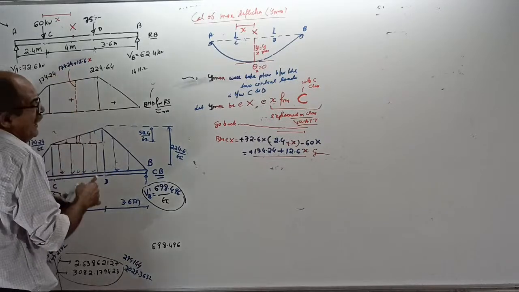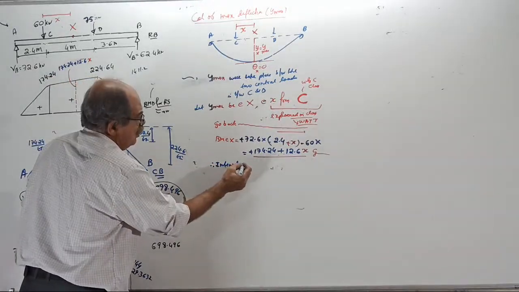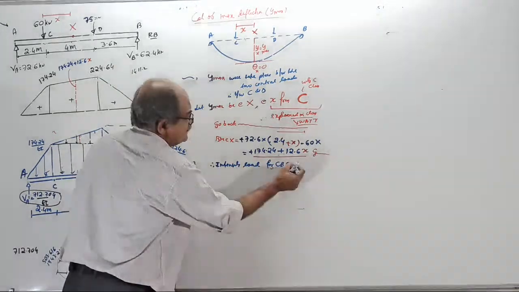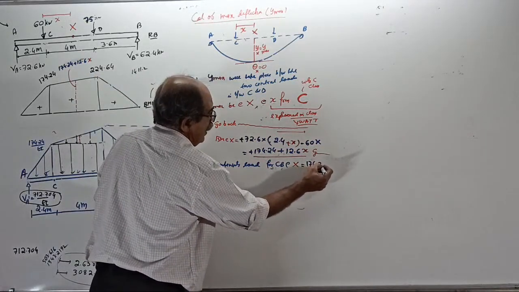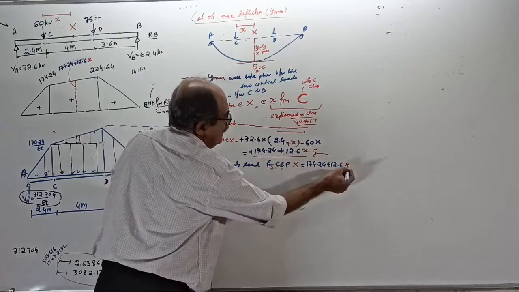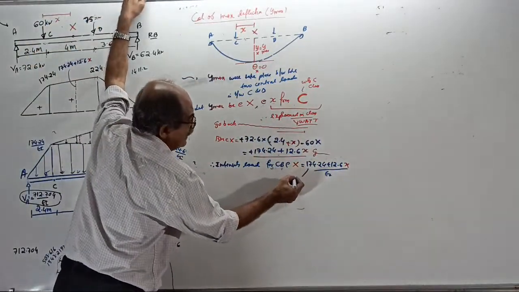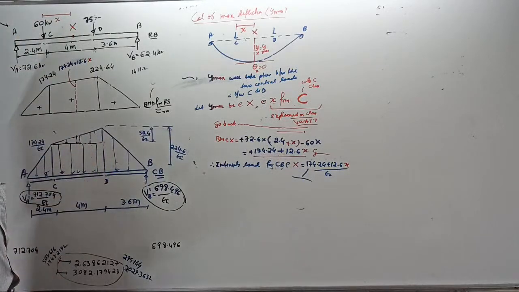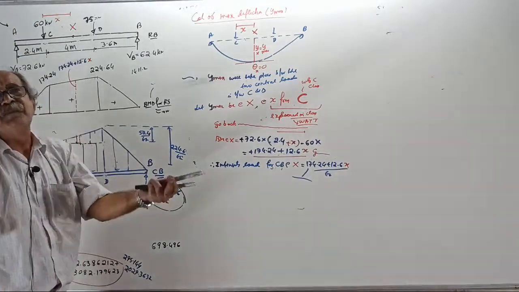Therefore, the intensity of load for the conjugate beam at the point x is whatever the BM is there: 174.24 plus 12.6 into x, divided by EI. Okay, now do one thing. Think a little. Now I am telling something. Write it. So this intensity is 174.24 plus 12.6x. Here, 174.24 by EI is already marked there.